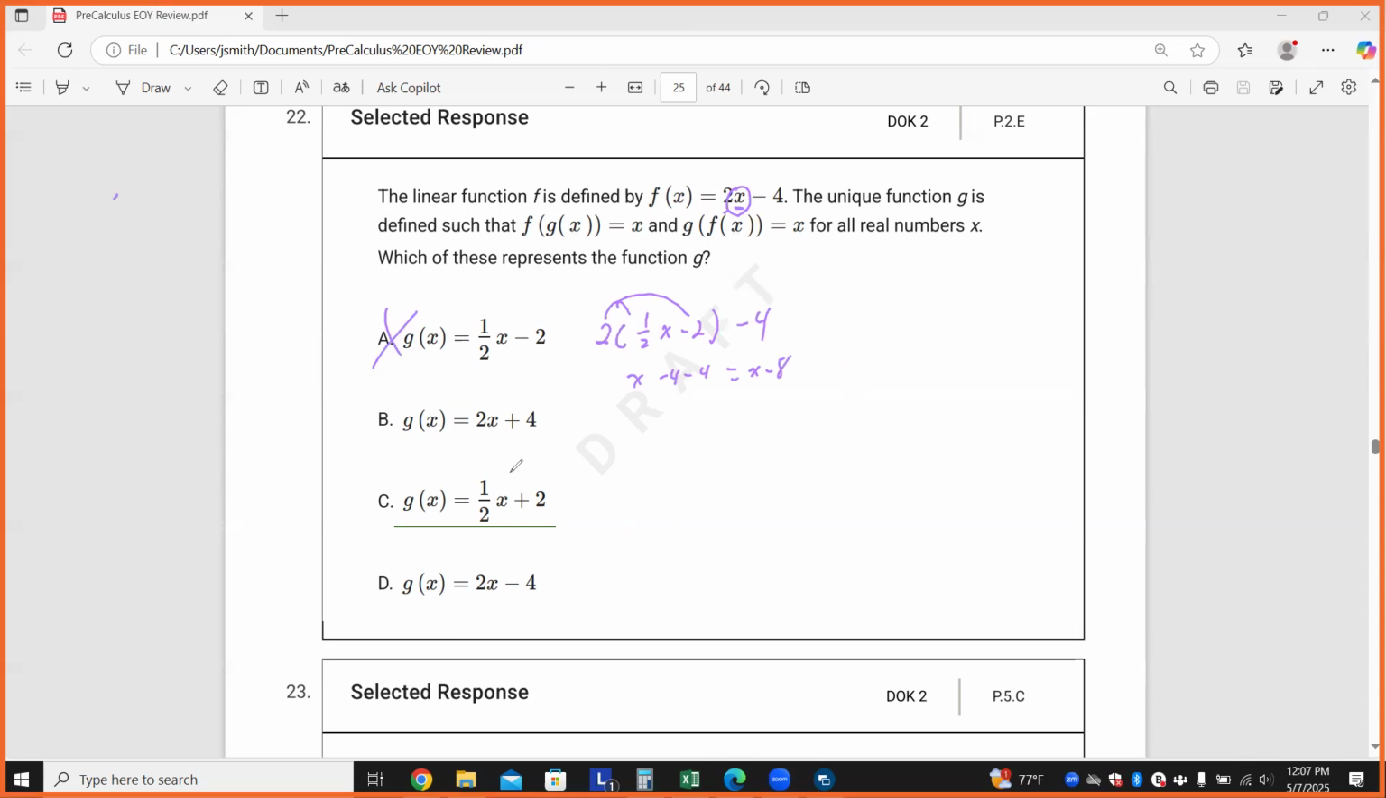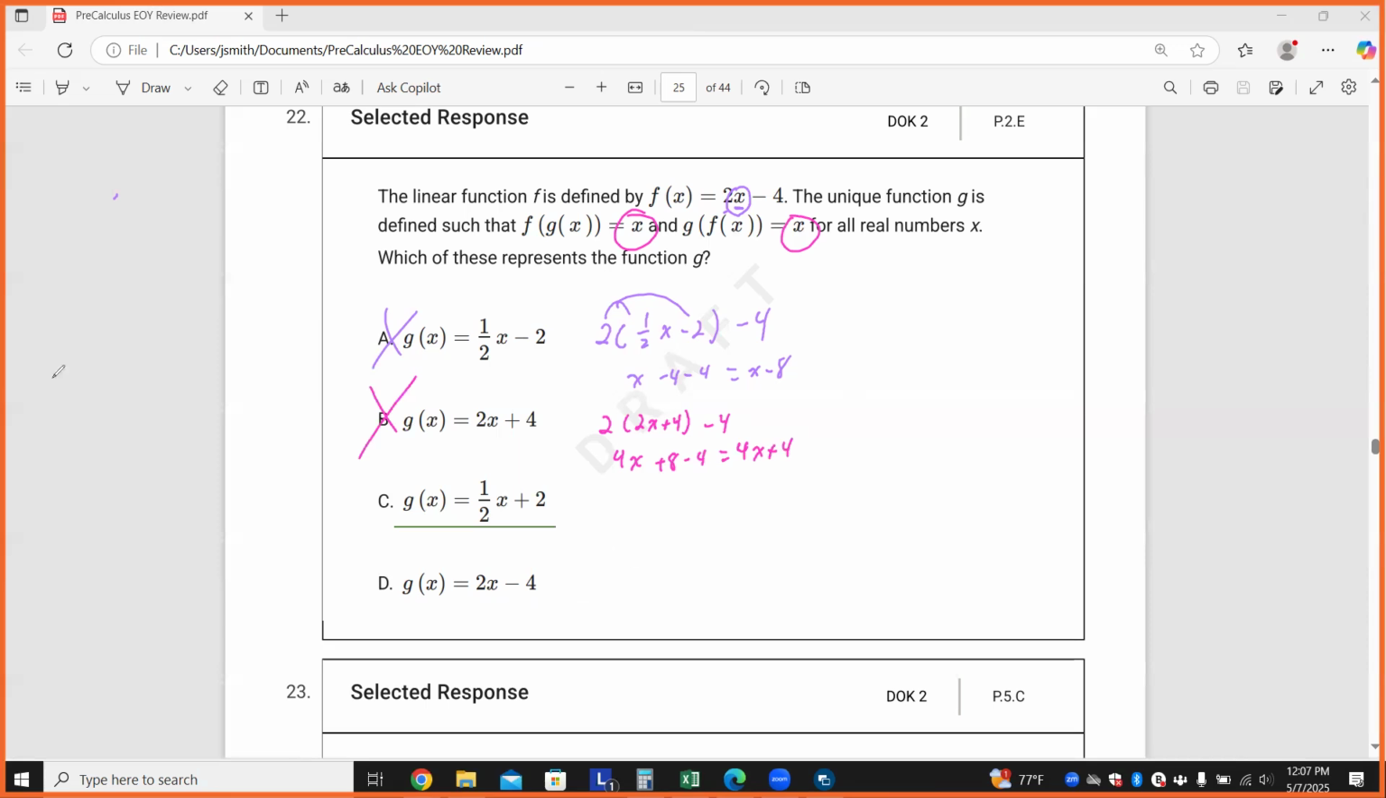So then I try the next one. And I'll go 2 times 2x plus 4, minus 4. And I'll go through the same process. 2 times 2x would give me 4x. 2 times 2x was 4x. 2 times 4 is 8. But then when I simplify this, what do I end up getting? 4x plus 4. Not what I wanted, so that's not it. So then I try the next one.